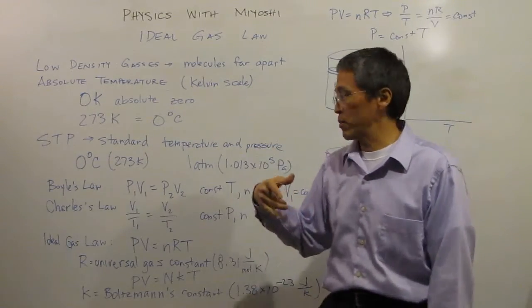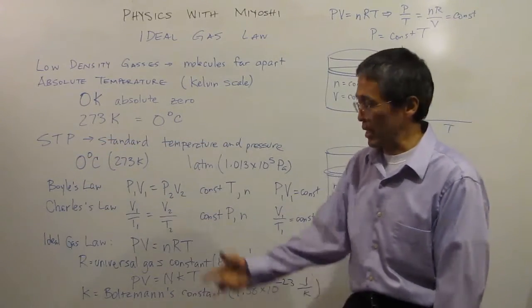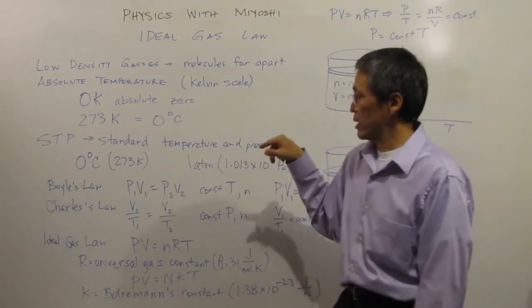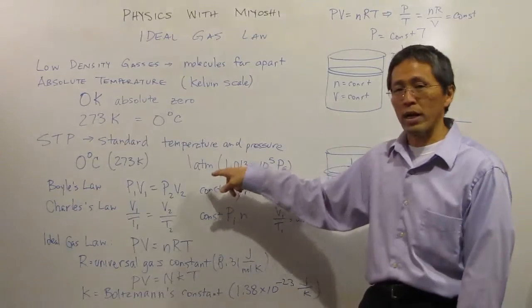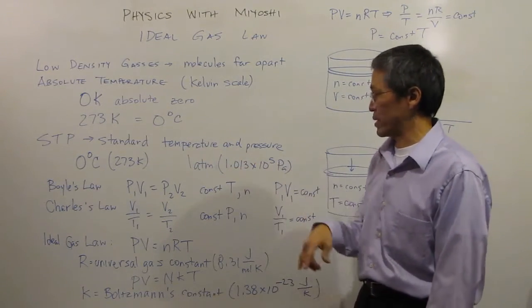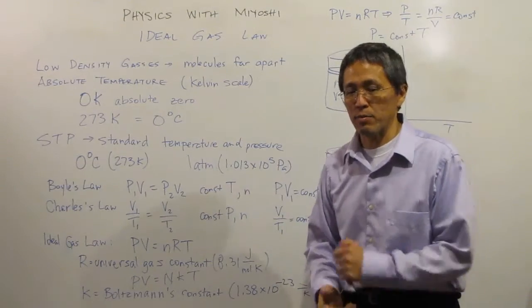There's also something you should know about called standard temperature and pressure, or STP. Not the additive for your car, but standard temperature and pressure is 0 degrees Celsius or 273 Kelvin, and it's 1 atmosphere or 1 times 10 to the 5th pascals. That is what's known as standard temperature and pressure.